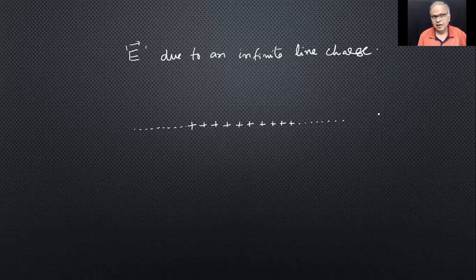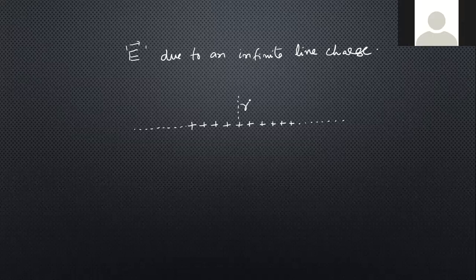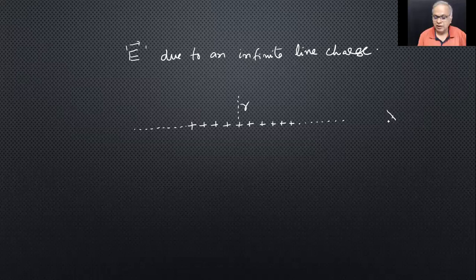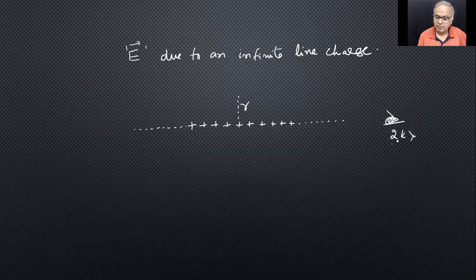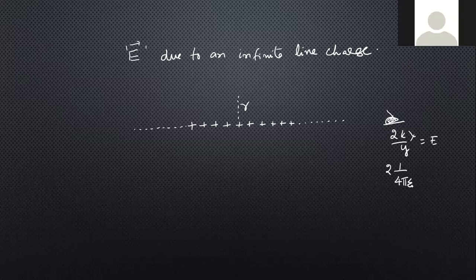For a finite line charge and the perpendicular bisector, all that we did something. Yes, we considered the angles and all that. What do we write as the formula? Lambda by? Sir, E here we got 2k lambda by y. Yeah, 2k lambda by y we got for this. K is 1 by 4 pi epsilon 0. Right.